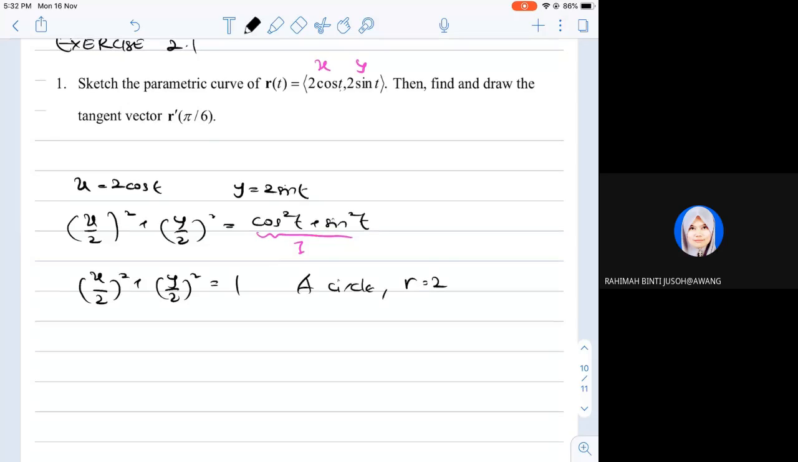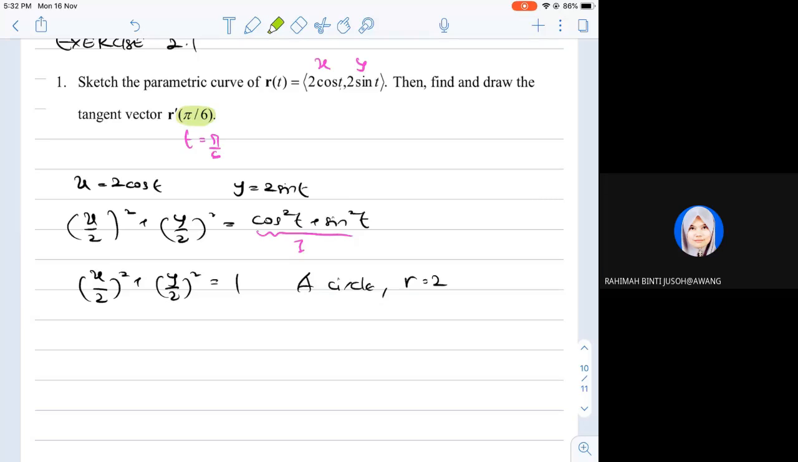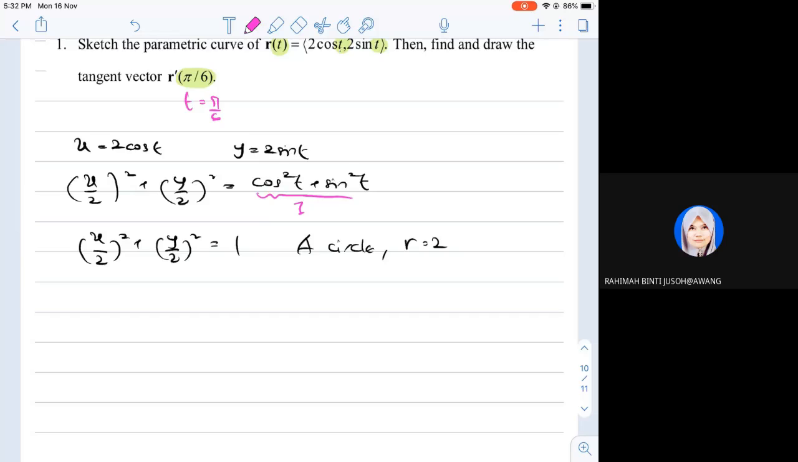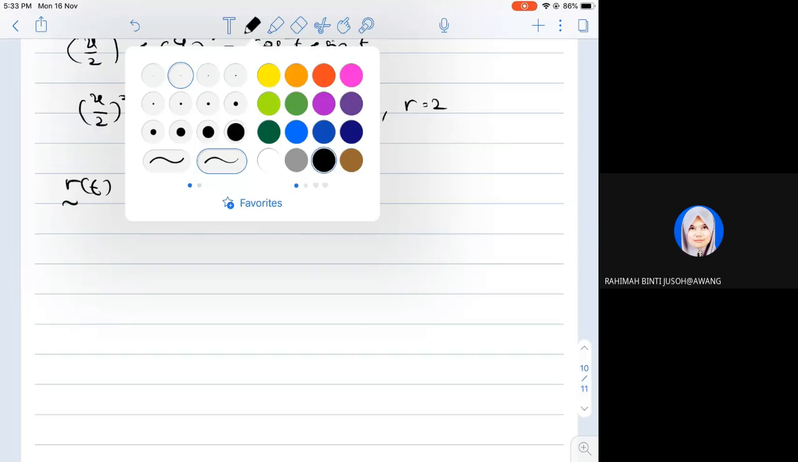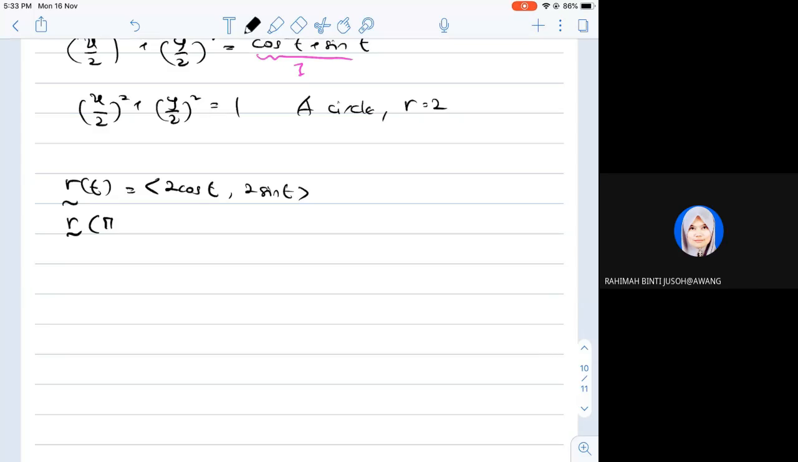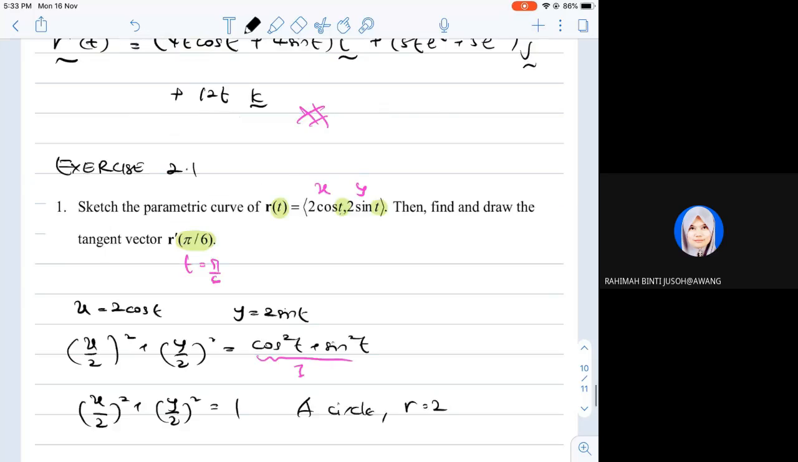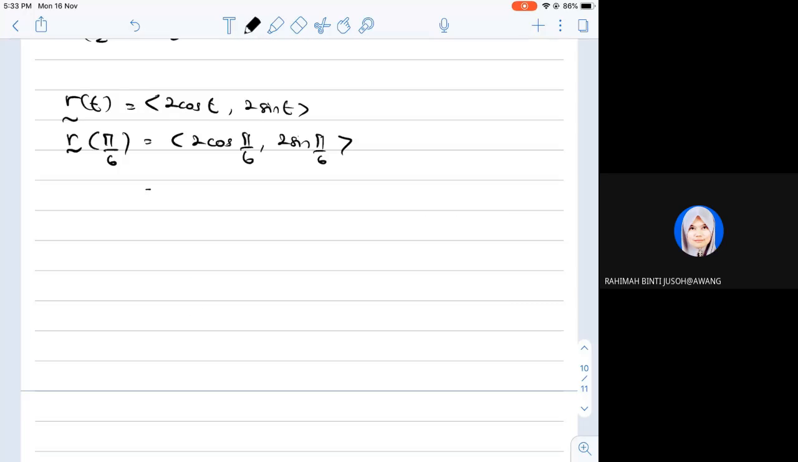Okay, next. First of all, we look here at the values of t. In this case, our t equals pi over 6. So we need to substitute the value of t here. We have r(t) equals 2 cos t and 2 sin t. Now substitute pi over 6: 2 cos pi over 6 and 2 sin pi over 6 is equal to, we have this.